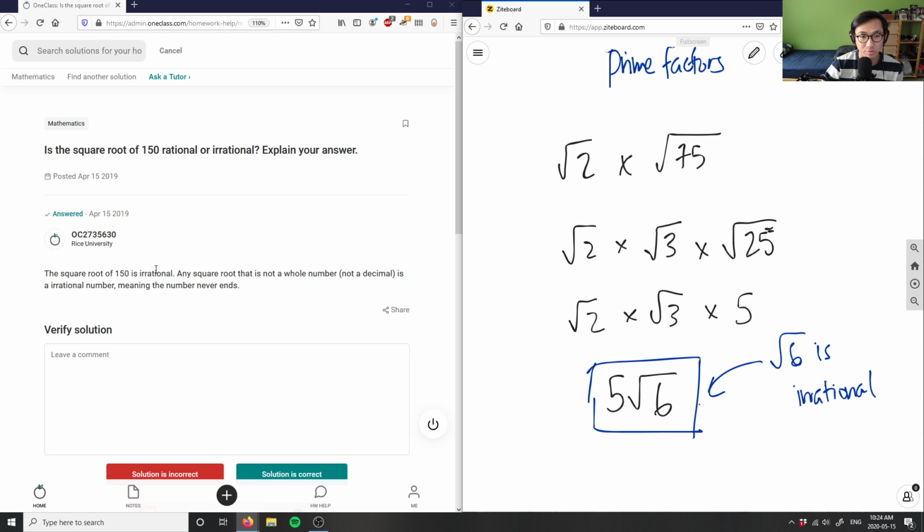The square root of 150 is irrational, and any square root that's not a whole number, not a decimal, is an irrational number, meaning that the number never ends. So the solution here is correct. It's good analysis as well.